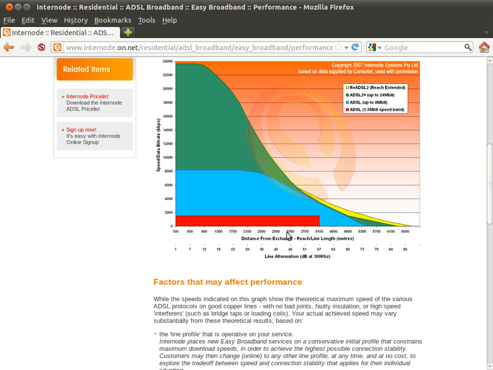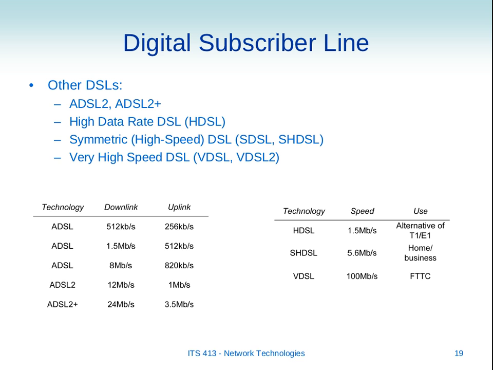How far are you from a telephone exchange? Well, there's no way to know. You need to physically measure that. It's the length of the cable, not necessarily the direct distance to the telephone exchange. So these are the maximum data rates possible. In practice, you may achieve less than this.